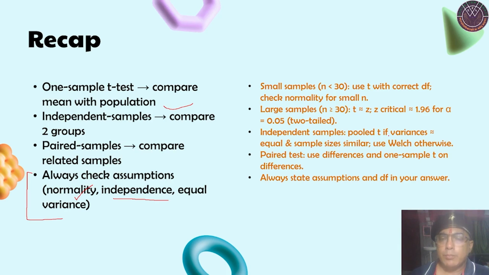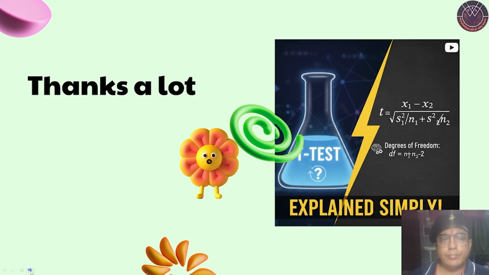For independent samples, if a small group is there, then you have to use pooled variances, otherwise you use the Welch formula. For paired test, use differences and one sample t on the differences, that we have already seen. Always state the assumptions and degrees of freedom in your explanation. So in that way you are using the t-test.